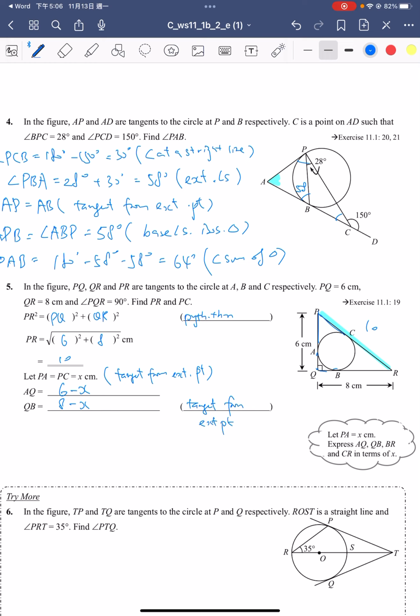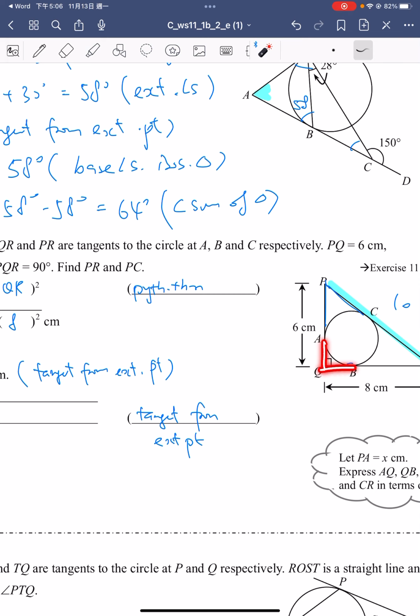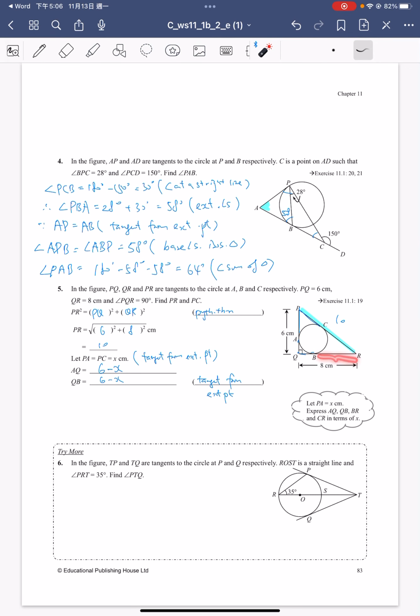So now we can say that both of them are the same. This AQ is equal to 6 minus X, and this QB is just equal to 6 minus X as well, as AQ is equal to QB. Sorry, I think we are asking about this BR. So this QB is going to be equal to 6 minus X as well. Then we can think about what BR is.